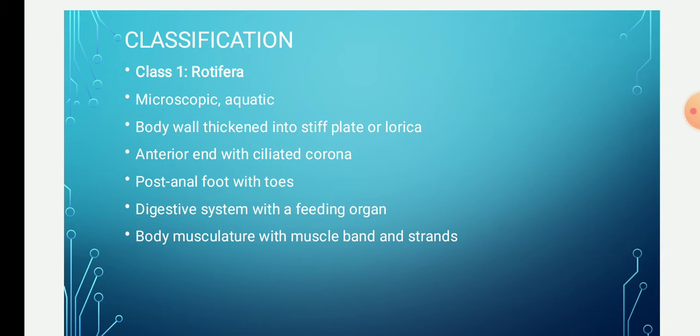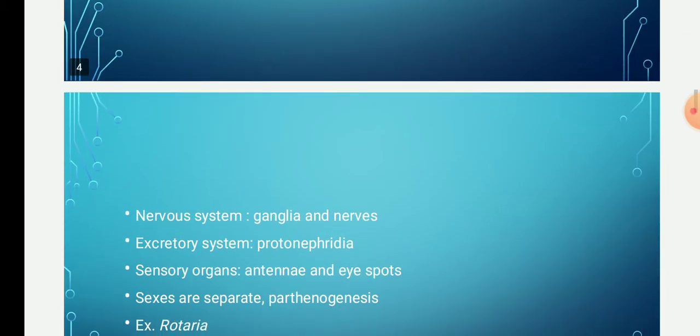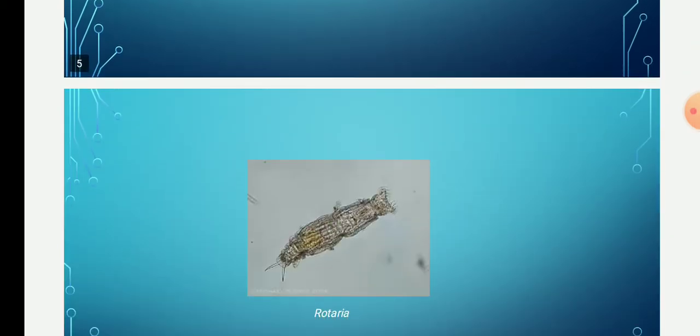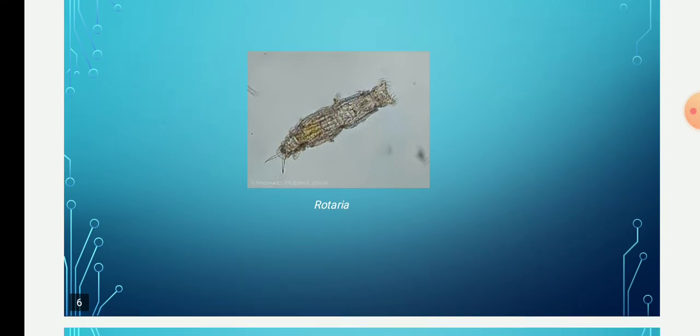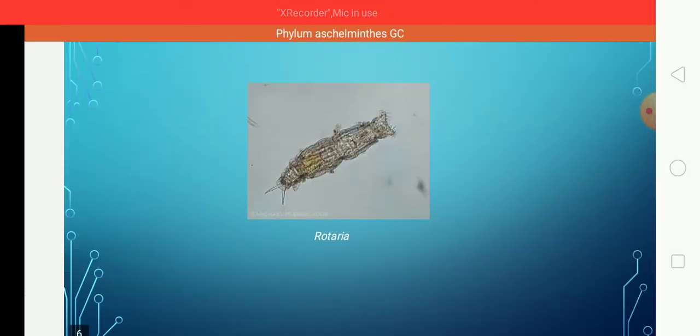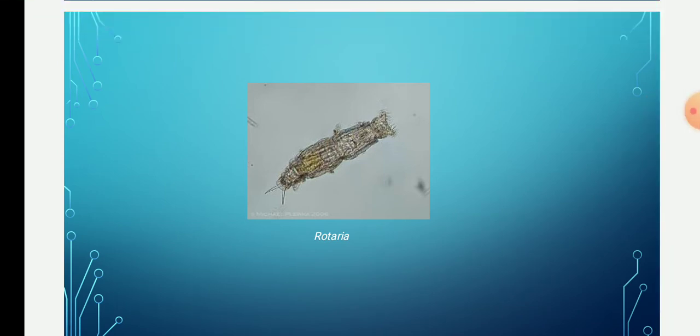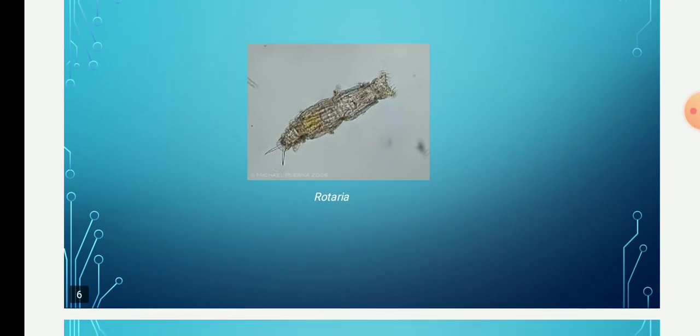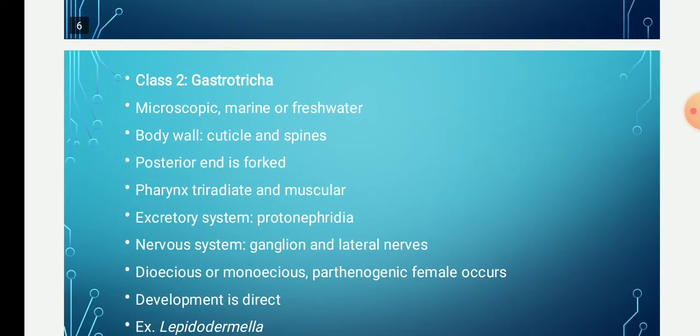This class Rotifera includes, for example, Rotaria. This is the picture of the Rotaria. In the Rotaria we can see the mouth, and the antennae are present. Then the head, and the 2 minute, small eye spots will be present, which act as the sensory organs.